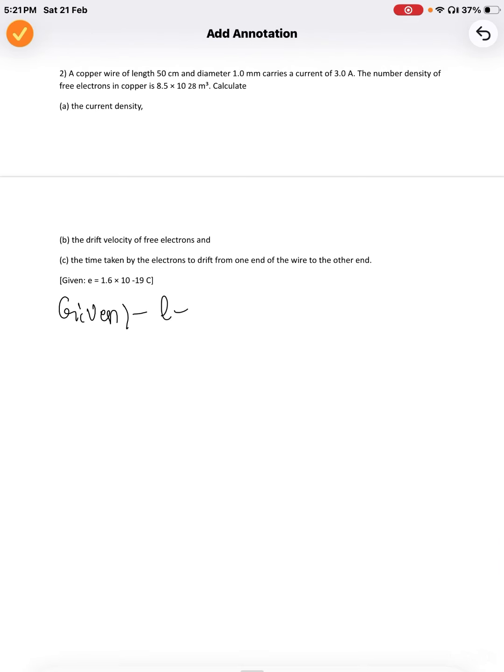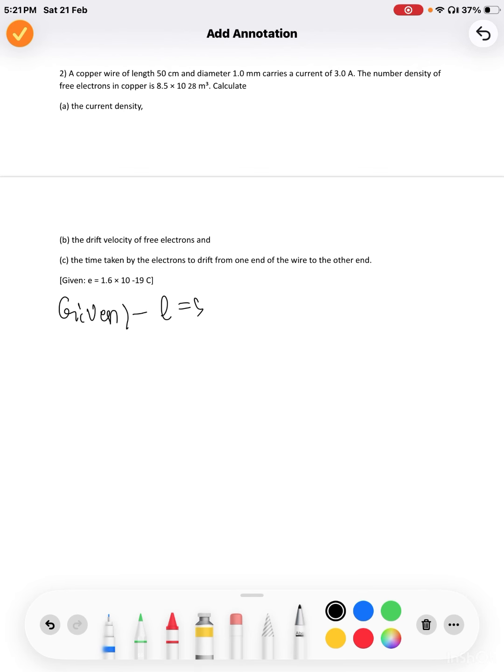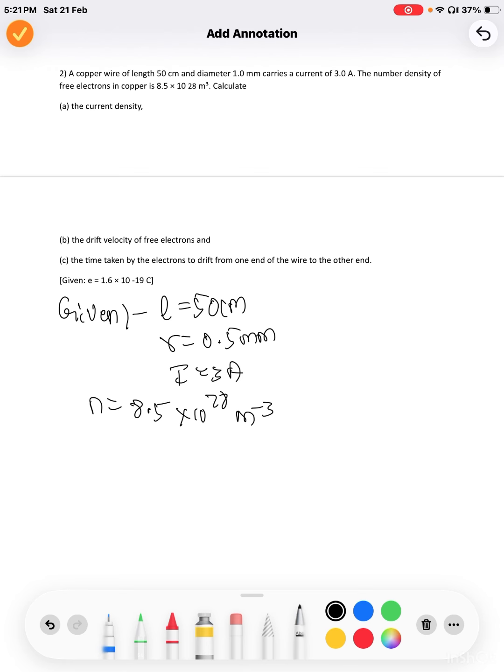So the given length of the conductor is 50 centimeter, and next the diameter is given, but we want the radius, which is half of the diameter, so 0.5 mm, that you can convert to meter, 10 to the power of minus 3, and current is given 3 ampere, and next the number density n is given 8.5 into 10 to the power of 28, per meter cube.